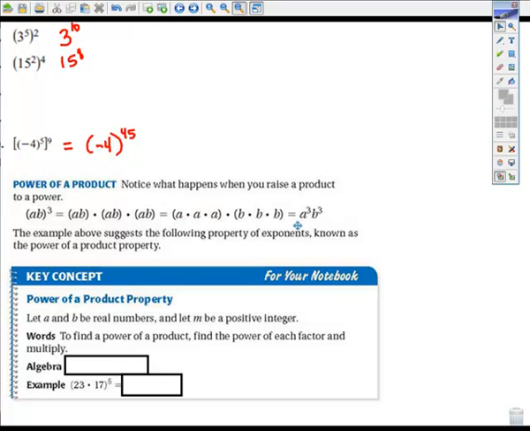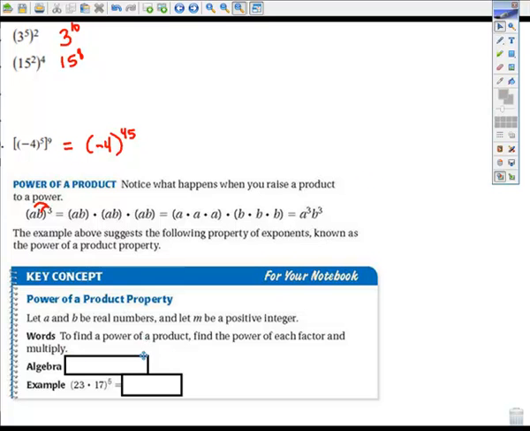And then that gives me a to the third, b to the third. So it almost looks like we're distributing the 3. Technically it's not the distributive property, because to distribute you would have addition or subtraction within the quantity, but we are putting the 3 on every factor within our quantity, or our product in here. So, the power of a product: to find the power of a product, find the power of each factor and multiply.